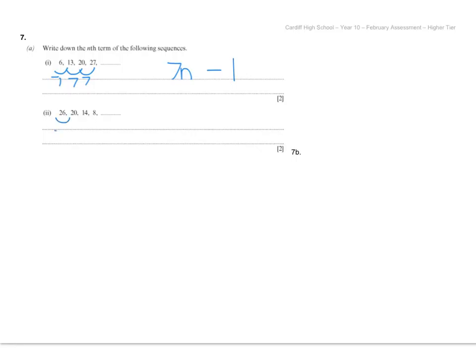Next one down, it's gone down by 6, down by 6, and down by 6. So that must be our common difference, so minus 6n. And then we would have minus 6, minus 12, minus 18 as that sequence so far.